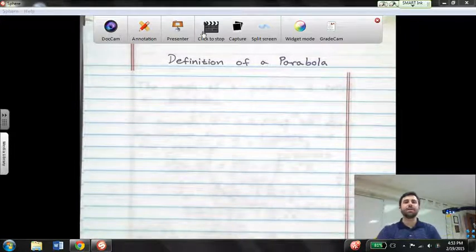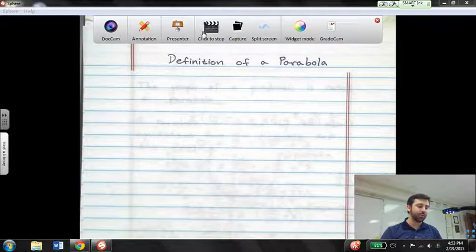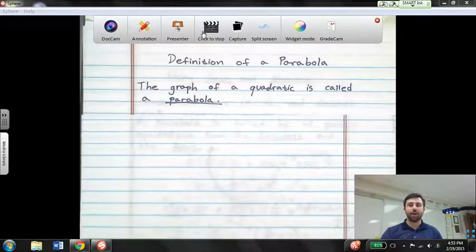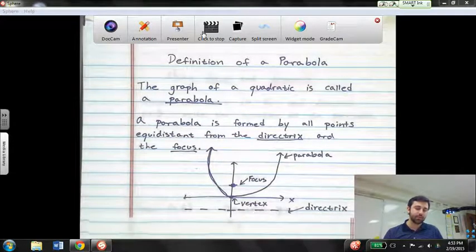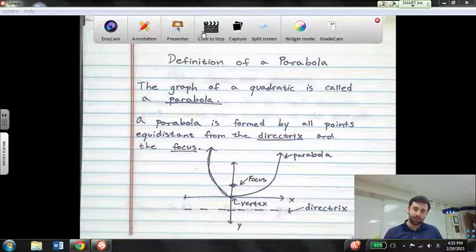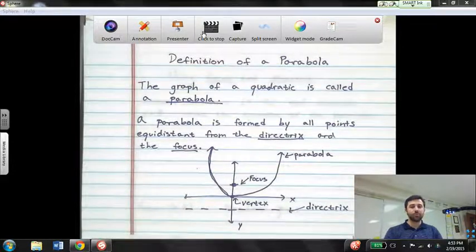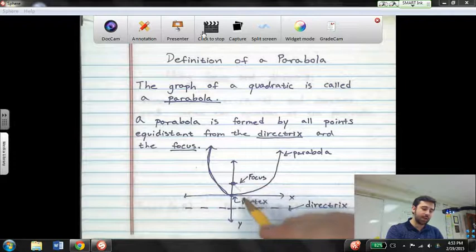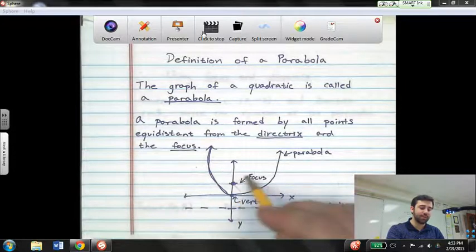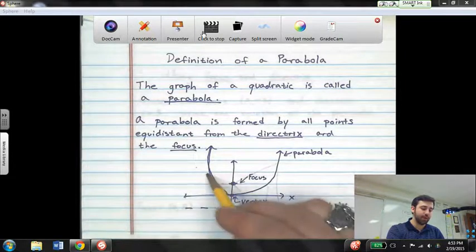In this video, we're going to talk about the definition of a parabola. First off, the graph of a quadratic is called a parabola. A parabola is formed by all points equidistant from the directrix and the focus. Looking at my example, my drawing here, you have a directrix, which is a line, and a focus, which is a point. A parabola is all of the points that are equidistant, or an equal distance, from this point and this line.